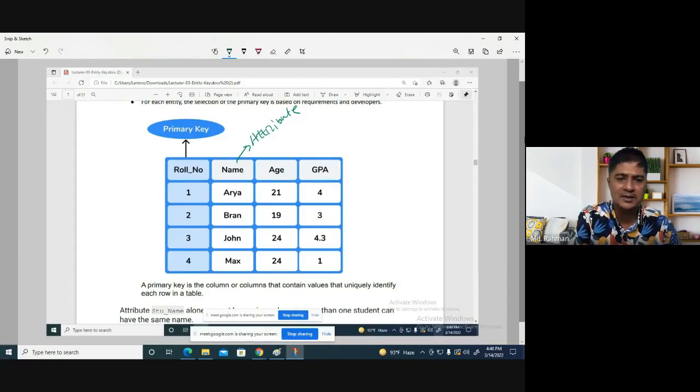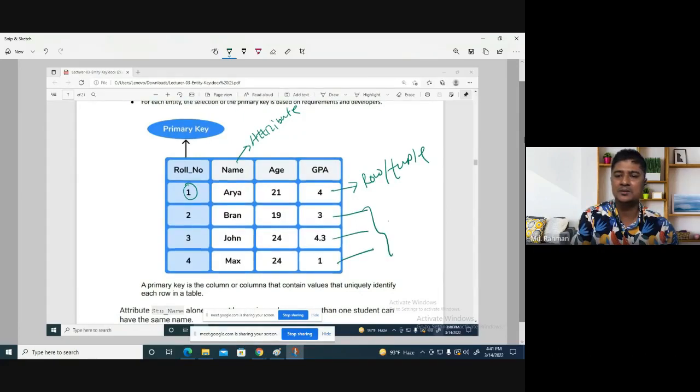Here the roll number you can uniquely identify. For example, your student ID. Is there any chance your student ID and your friend's student ID will be the same? No, there is no chance. That means it uniquely identifies any row or tuple. These are the rows or tuples. So you can identify a row uniquely. That is the primary key.